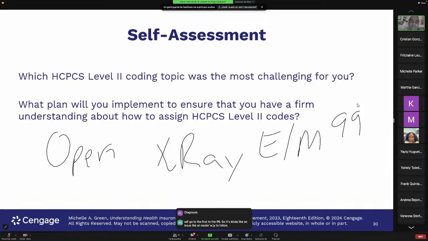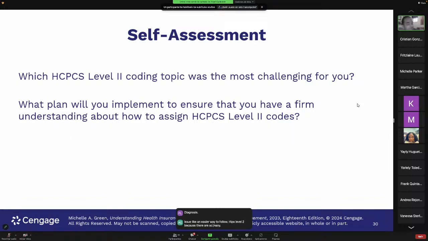HCPCS level 2, because there are so many and there's so many things, it gets complicated. But there are less codes than the CPT, so that makes it a little bit easier. And the modifiers are horrible for all of them. My suggestion is to know where they are. So the book is going to have all the modifiers. Some books will have. Let me see if I can get you real one quick.